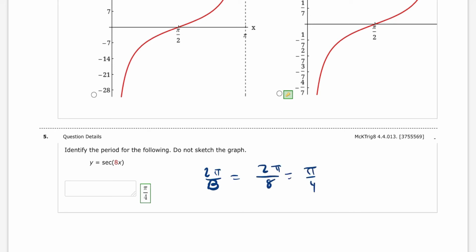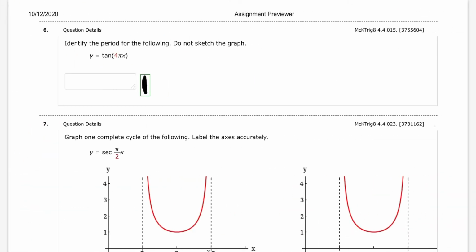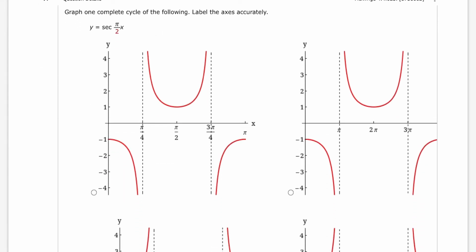The period of this would be pi/b, which is pi/4pi, which is 1/4. One complete cycle.